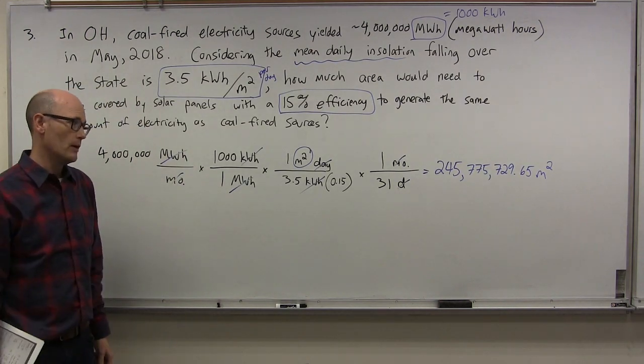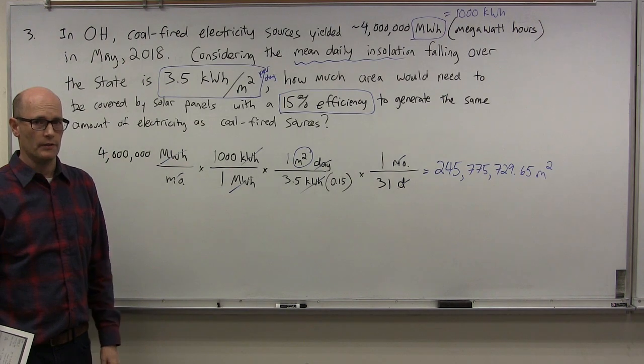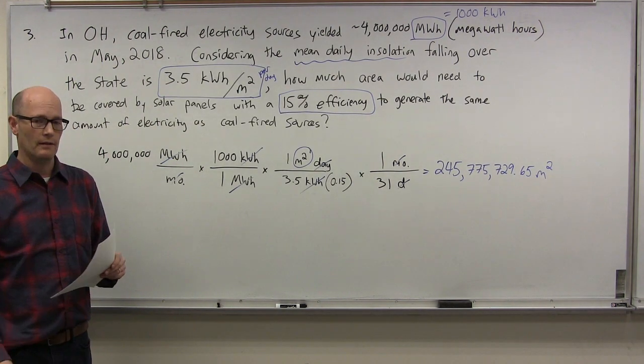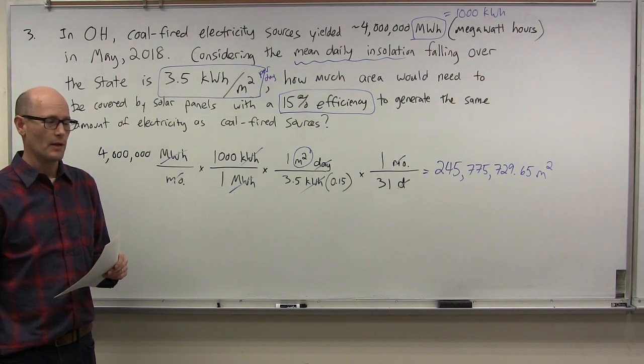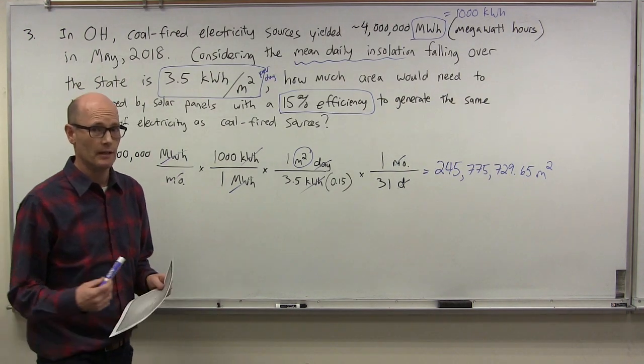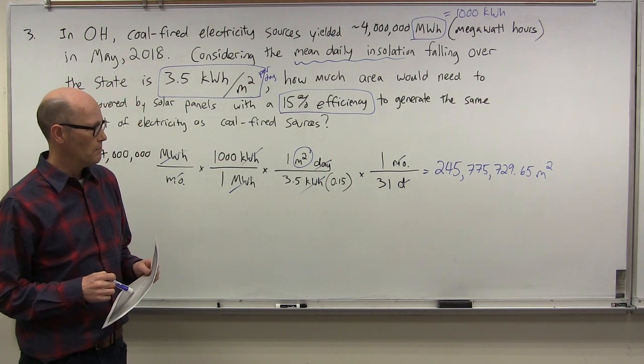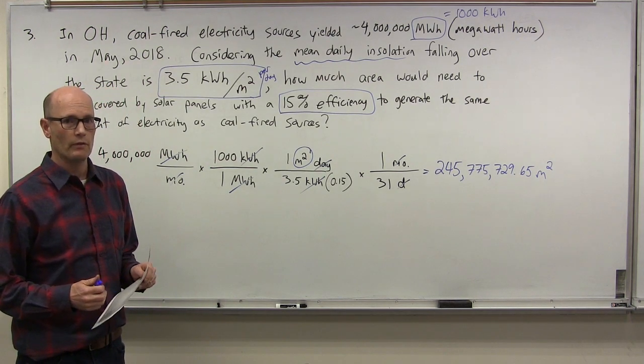Now, if you wanted to figure out how many square kilometers that is, you can divide through by the appropriate kilometers. Remember that there's 1,000 meters by 1,000 meters, a million of those meters, you got to divide by 10 to the sixth. So we're looking at about 245 square kilometers.